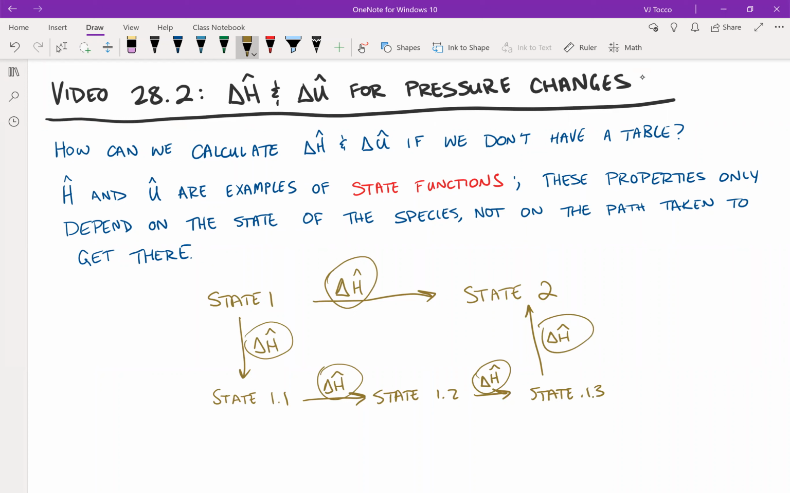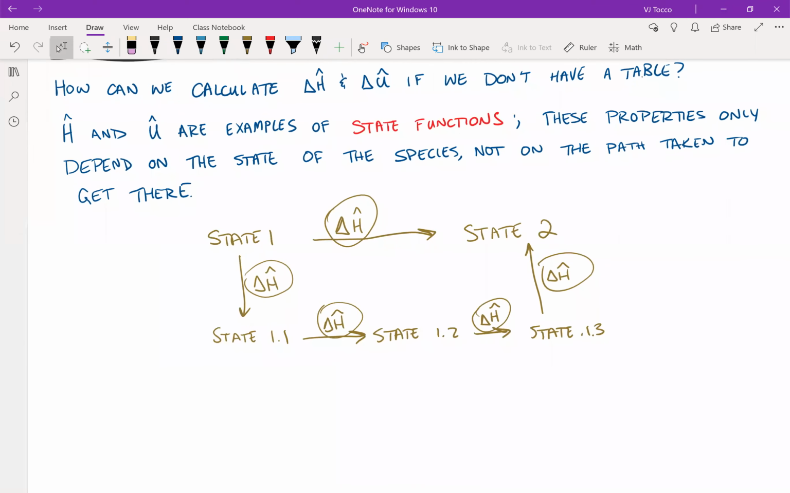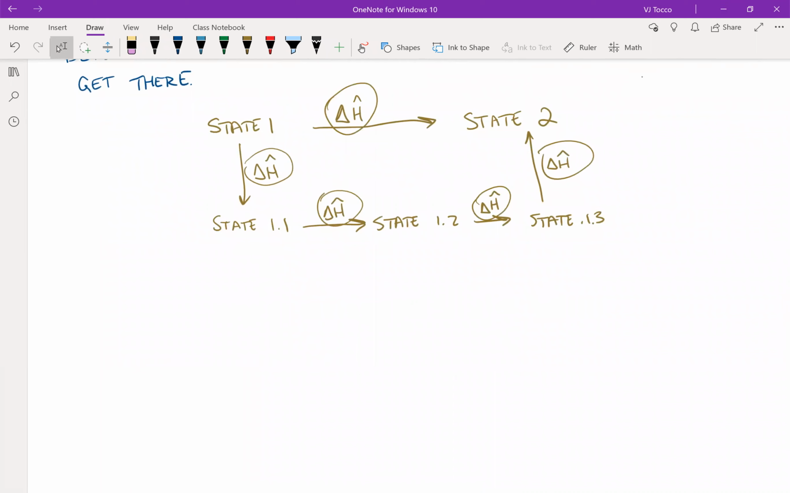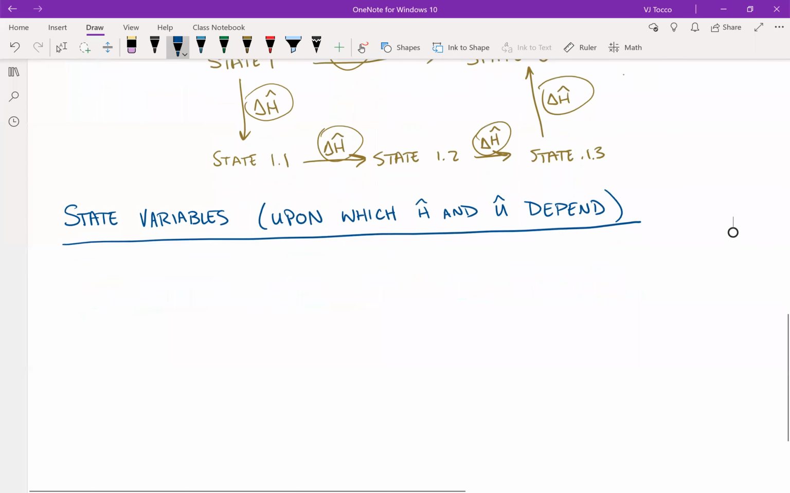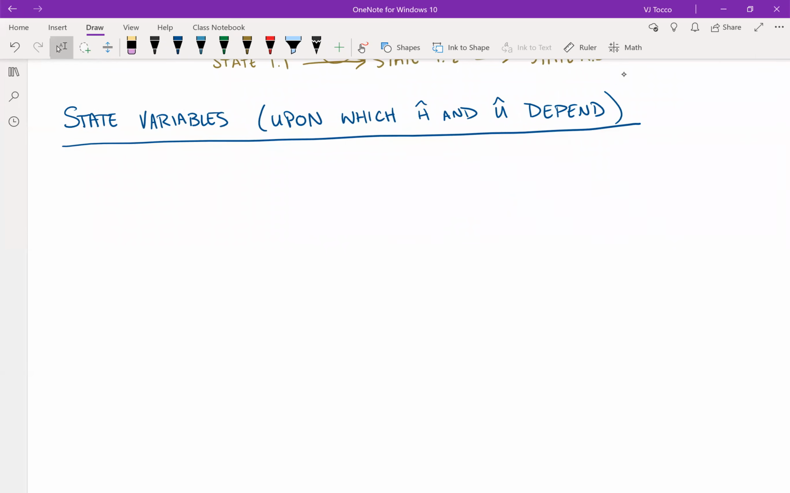So thinking about what are the potential process variables that enthalpy depends on, or in other words, what does enthalpy depend on in terms of state variables? So I mentioned state variables. What does that actually mean? You'll talk more about state variables in your thermo class, which is coming up very soon. So what are the variables upon which H hat and U hat depend? Well, we know that the steam tables were written for pressure and temperature. So those are two that we can write off the bat.